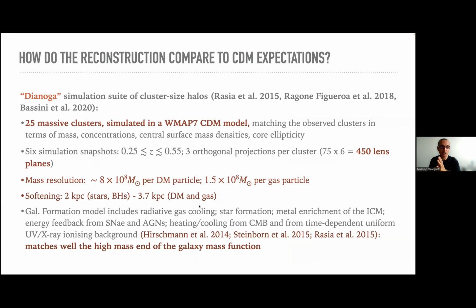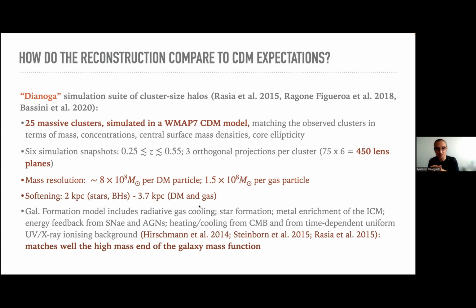And for what regards the numerical simulations, what we have been using so far is a set of simulations produced by our colleagues in Trieste, which is called the Dianoga simulation suite, which is an ensemble of 25 massive galaxy clusters simulated in the context of a lambda CDM cosmological model that basically have the characteristic to match very well many properties of the clusters that are in our observational data set.